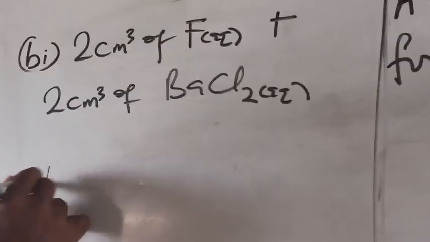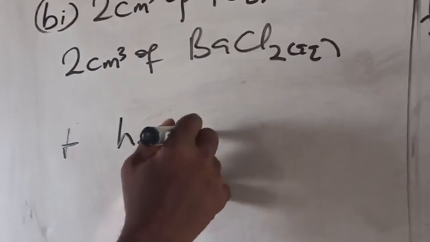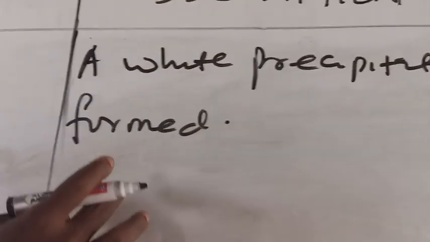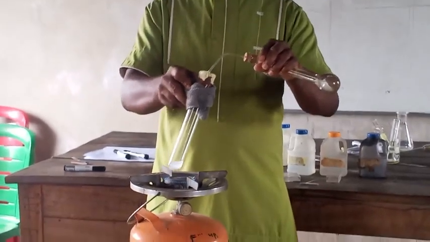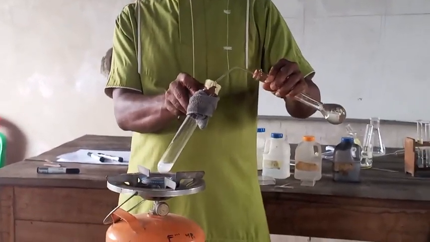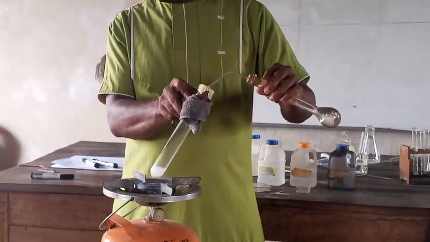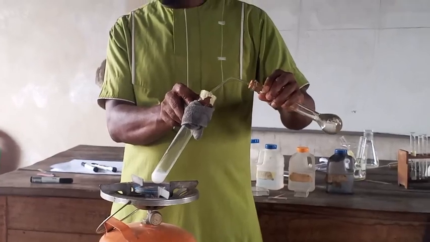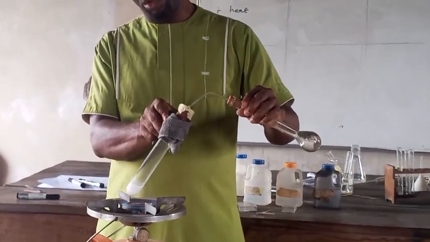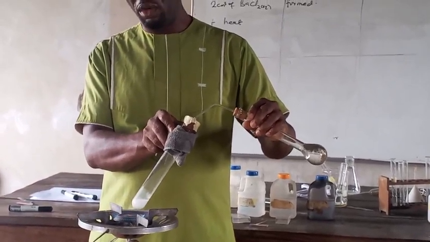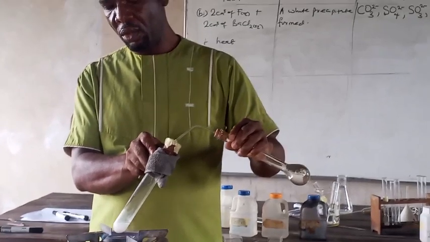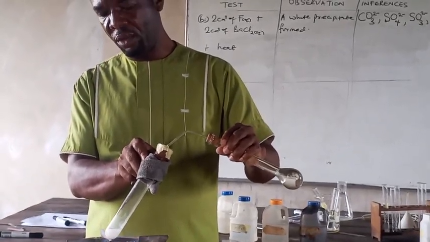Then next, the test, we're going to write plus heat. We were asked to heat the mixture. So we're going to heat this white precipitate, this mixture here. That is the next test, plus heat. So we are heating the mixture of barium chloride and F, or the white PPT. I will connect this mixture to lime water in the round-bottomed flask, to identify the gas that is coming out.